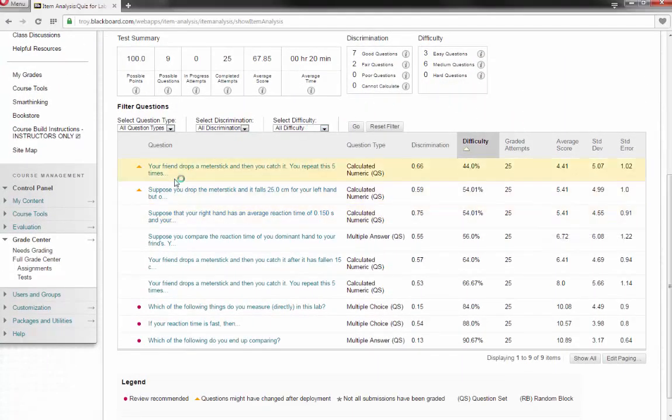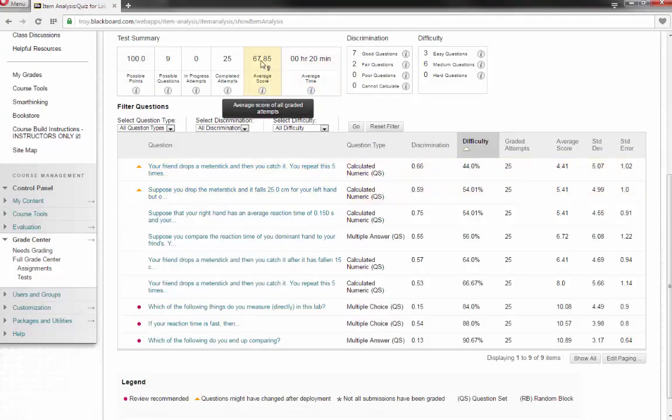I organize the questions by difficulty, and I pick a few of these questions based on that difficulty, and I'm going to work through them for you. It looks to me like for this particular lab, the most difficult questions were all calculated numeric. I guess in the lab, based on one quiz worth of analysis, maybe doing calculations is harder than answering multiple choice questions. We'll see if that trend continues. So let's look at these questions.